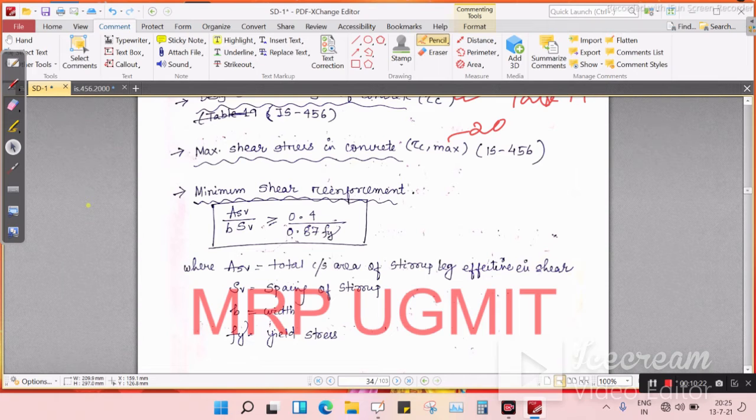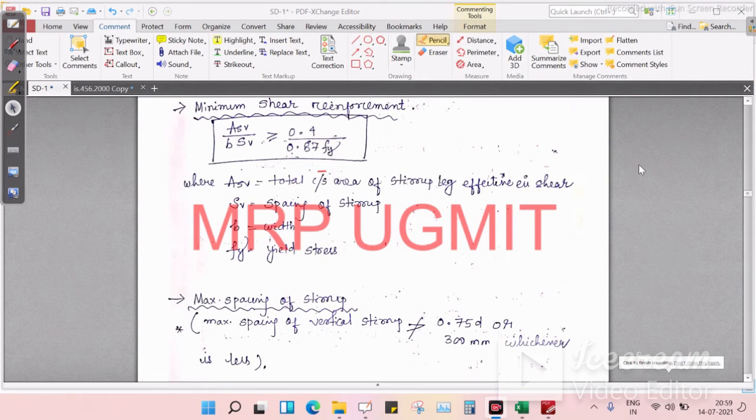The formula is Asv by b sv should be greater than or equal to 0.4 divided by 0.87 fy. Asv is the total cross-sectional area of stirrup legs effective in shear, sv is the spacing of stirrups, b is the width, and fy is the yield stress. So the minimum shear reinforcement formulation is Asv by b sv greater than or equal to 0.4 divided by 0.87 fy.